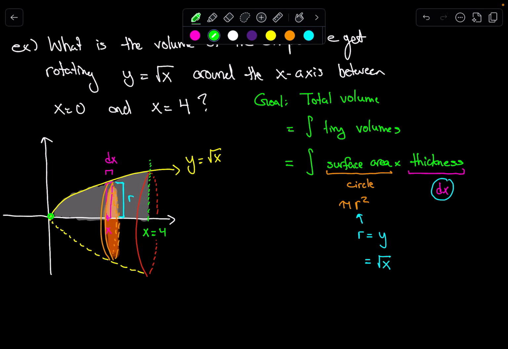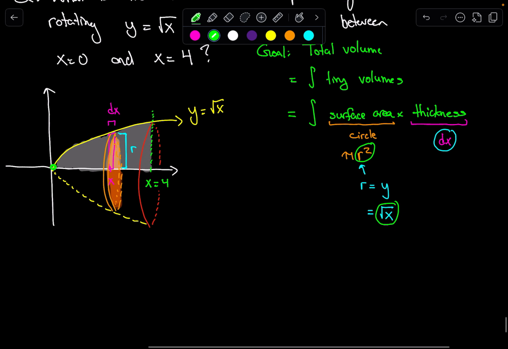And we can use that inside here to say, okay, if I take this radius and I square it, that's just going to leave us x. So we have an integral of pi times the square root of x squared dx. All we need left are some bounds, but that's not too bad. We can see that we're going to slide the x value left and right from 0 to 4.